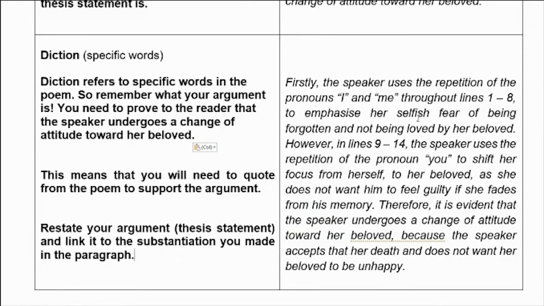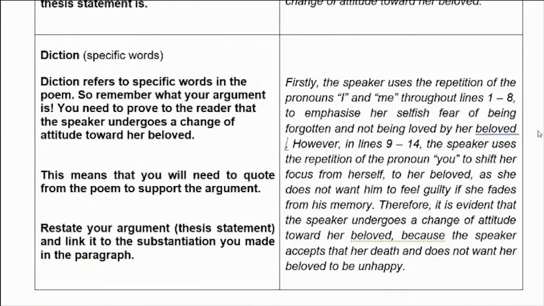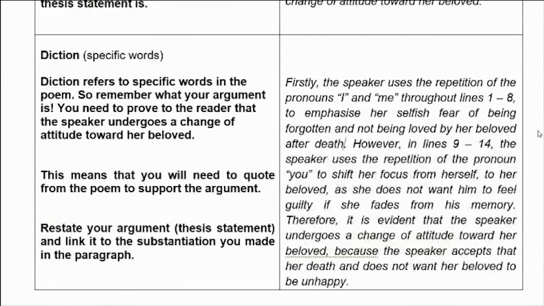What is the link to the paragraph? Firstly, remember you start with a transitional word. Firstly, the speaker uses the repetition of the pronouns I and me throughout lines 1 to 8 to emphasize her selfish fear of being forgotten and not being loved by her beloved. I'm just going to add this again: after death. So remember, learners, I and me, that is your example of diction. We're quoting this from the poem.